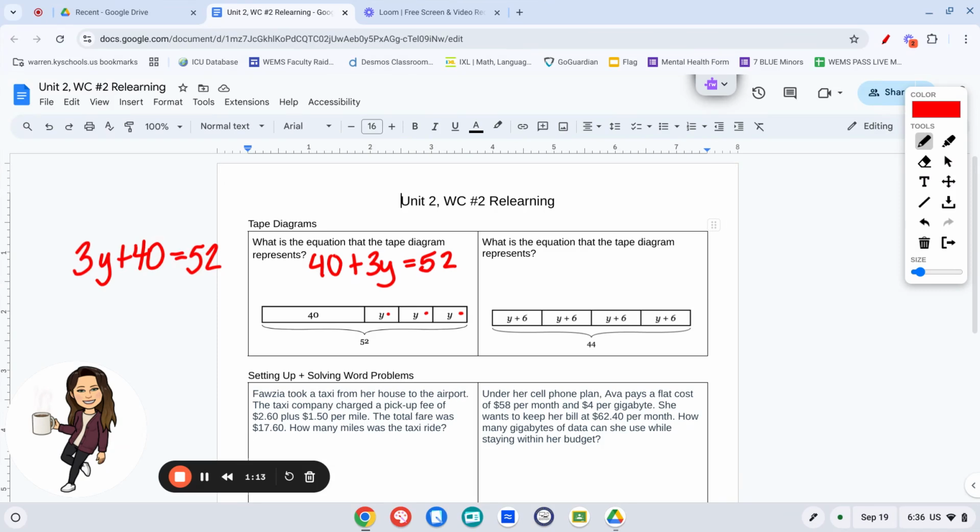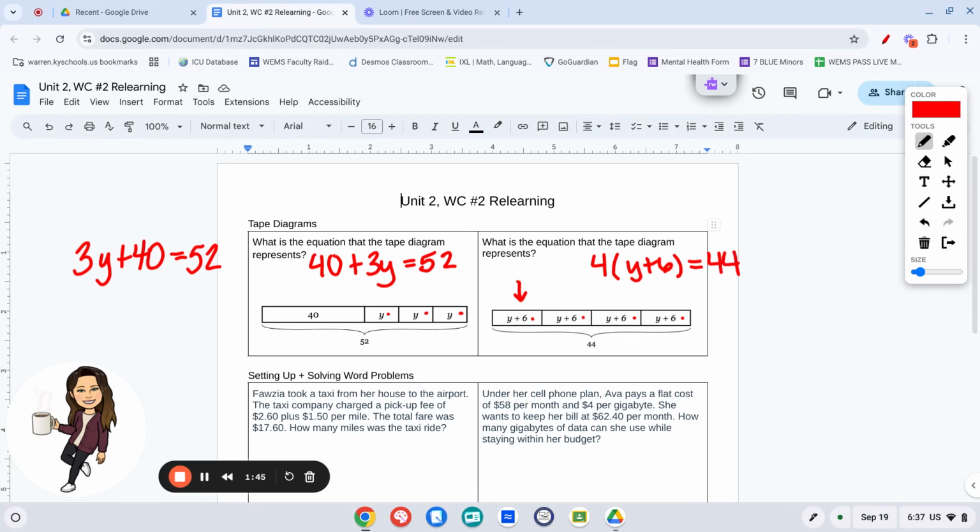The next one, we kind of gave you this tip that if you are seeing pluses and minuses in your boxes, then that's a good indicator that you have groups, because inside the box you have a y plus 6 and there are 4 of that same group. So 4 parentheses y plus 6, and that's going to equal your 44.